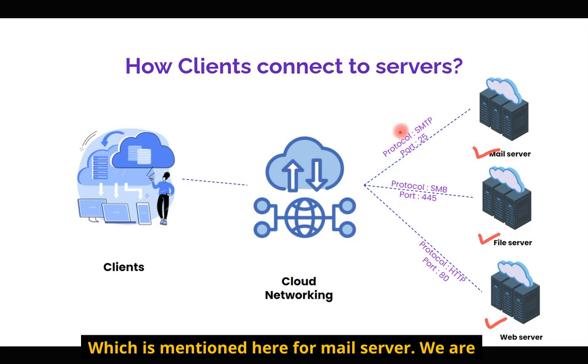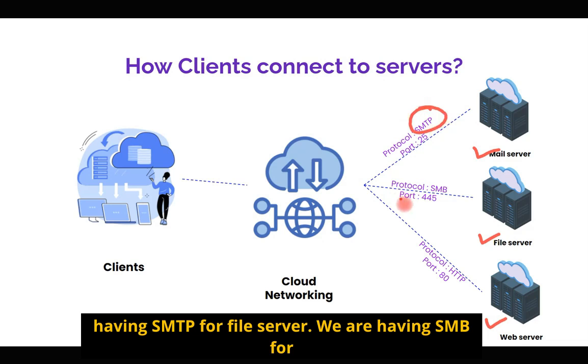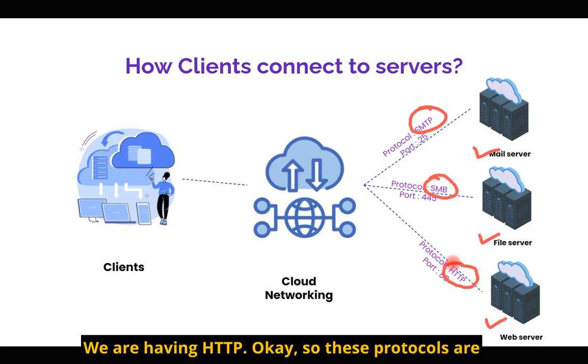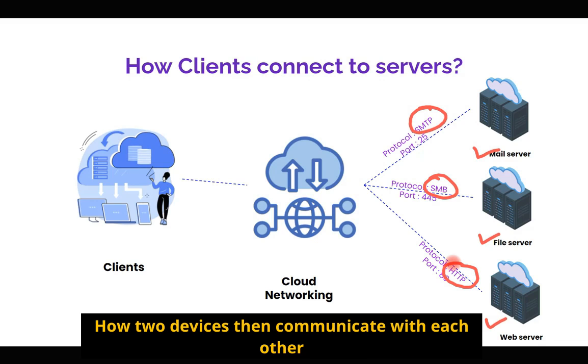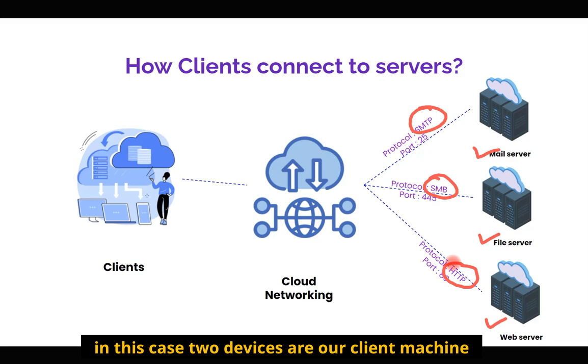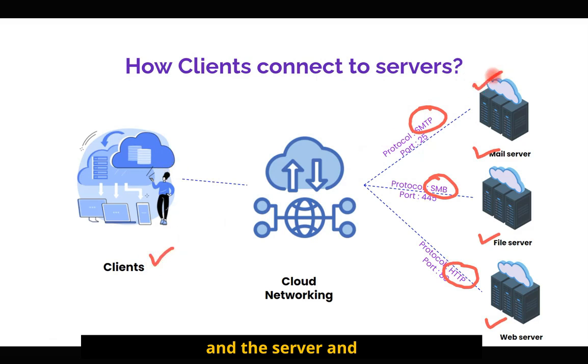The protocol mentioned here: for mail server we have SMTP, for file server we have SMB, for web server we have HTTP. Okay, so these protocols are a set of rules that defines how two devices can communicate with each other. In this case, the two devices are our client machine and the server.